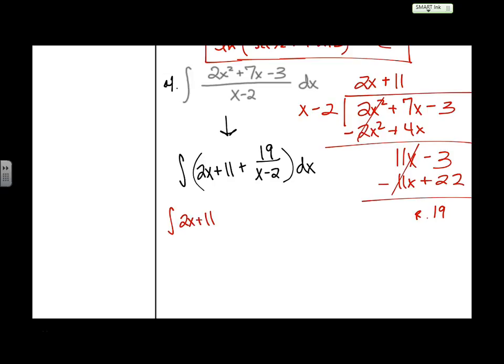How's 2x plus 11 to antiderive? Not bad, right? The 19 over x minus 2, uh-oh, I've got to do some stuff to him. I'm going to pull out the 19. Remember, for integrals, we can do it piece by piece, and I put those together because they're easy. He's separate just because he's hard. Just a method.